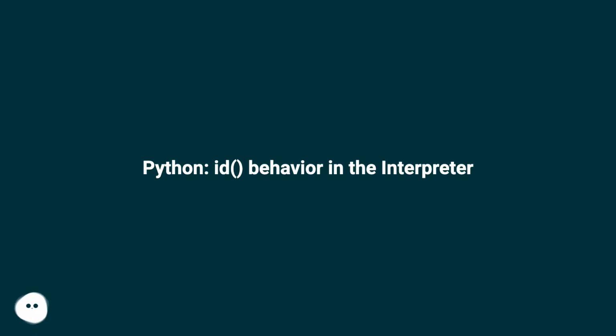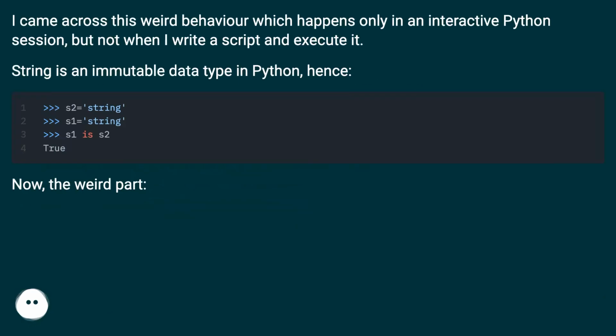Python ID behavior in the interpreter. I came across this weird behavior which happens only in an interactive Python session, but not when I write a script and execute it. A string is an immutable data type in Python, hence. Now, the weird part.